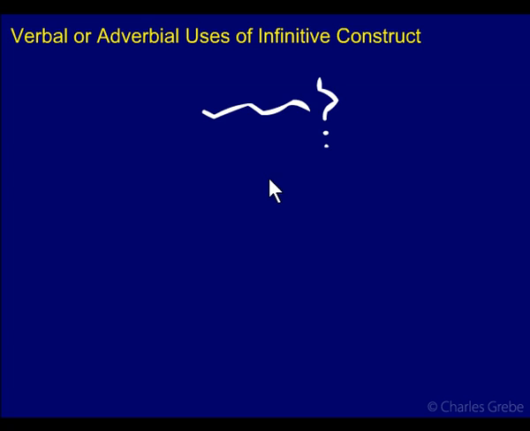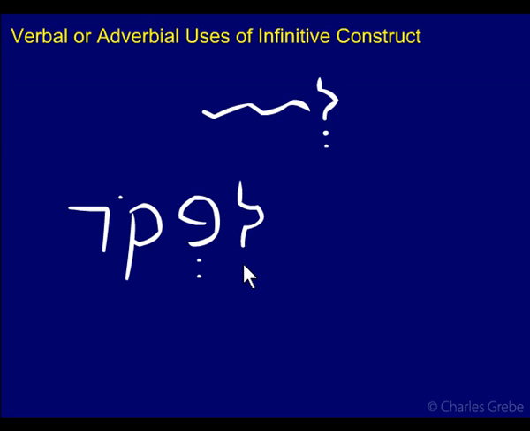So, what happens here? We get a little bit of a morphological change, but again, nothing we can't explain. If we have pikod, this is our infinitive construct, right? Our basic infinitive construct morphology. We have the shava, and we have the holam. Now, if we put L on here, what do we have to change? Can you see what we have to change?